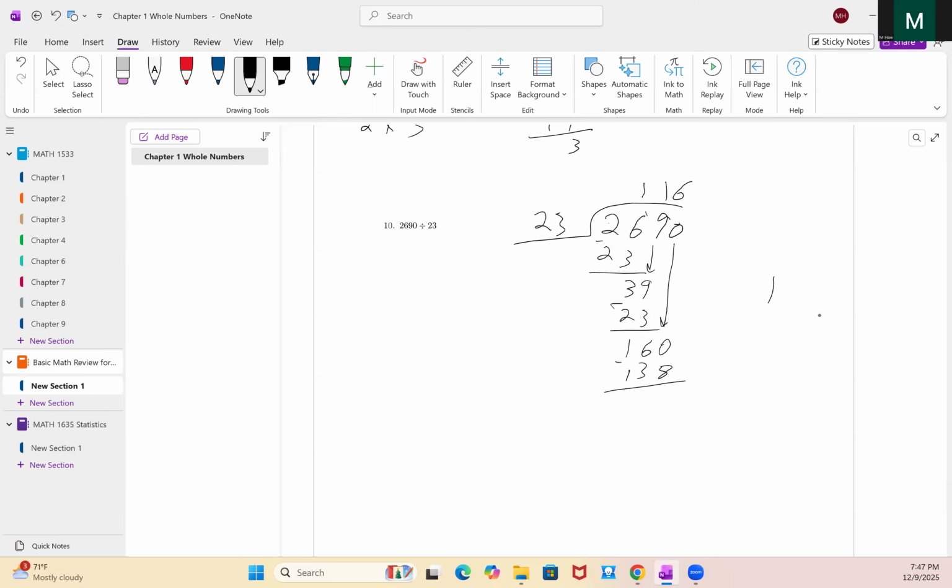Subtract. 0 minus 8. 8 is larger than 0. We cannot subtract. So we have to borrow 1 from 6. The 0 becomes 10 and the 6 becomes 5. So now we have 10 minus 8 is 2. 5 minus 3 is 2. And 1 minus 1 is 0. So our answer is 116, remainder 22.